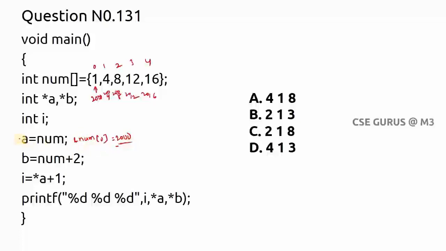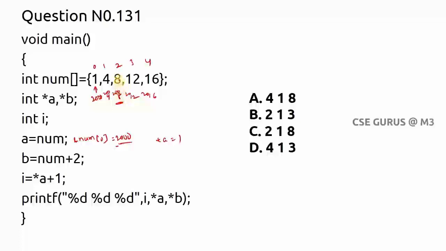Now a equals ampersand num of 0, which is address 2000. If I print pointer a, meaning the value inside this address, it is 1. Now b equals num plus 2. What does num mean? Address 2000. Plus 2 does not mean 2002; you need to consider plus 2 indices, so the address is 2008. That's what it will take.